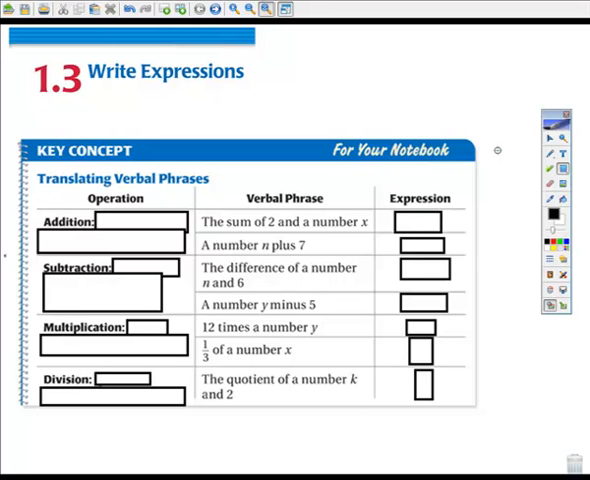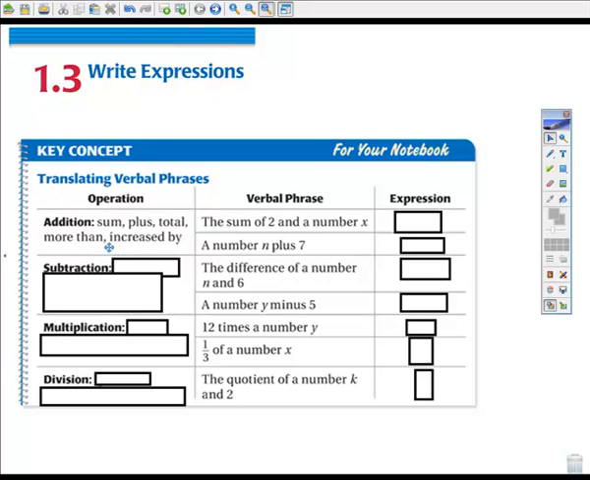Lesson 1-3 is writing expressions. And first we're going to go ahead and look at the different operations and what the expressions are actually talking about. So for addition, you can think of many different words that mean addition, and here are just a few of the keywords that mean addition. We can have sum, plus, total, more than, and increased by. So all of those mean addition.